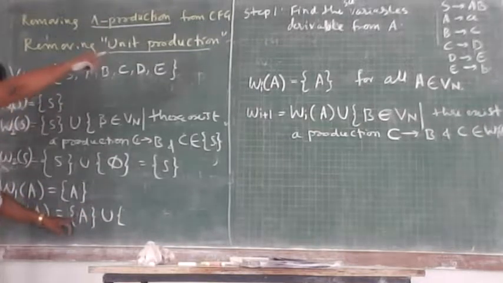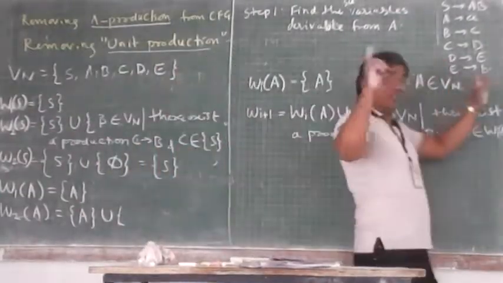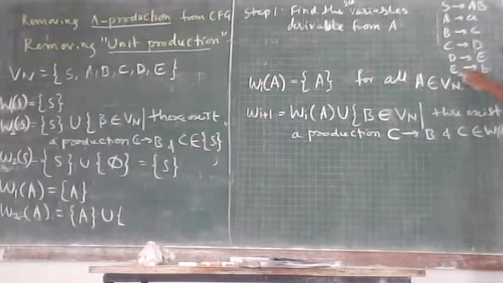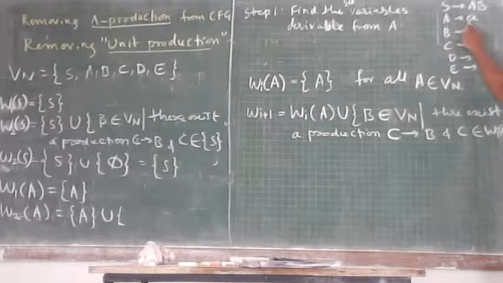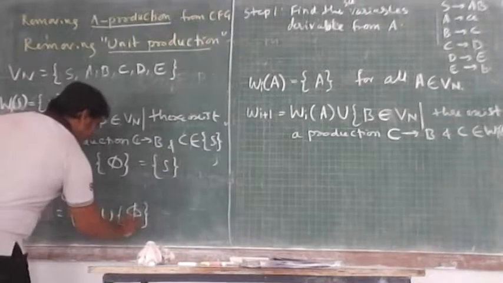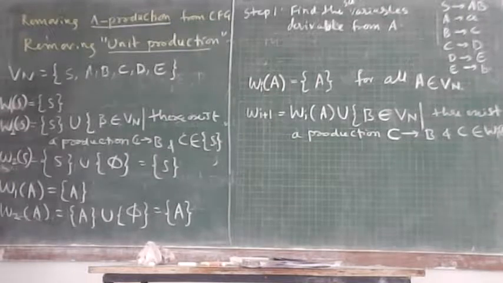See the A production in the grammar. Look for such A productions which have a single variable at the right hand side. Do you see any single variable at the right hand side? No, I don't have. It is a terminal. It is not a variable. So again here I am getting no variables to be added. So finally I can say W2A is A itself. W3A, again the same, because nothing was added in the previous step, so W3 will be similar.